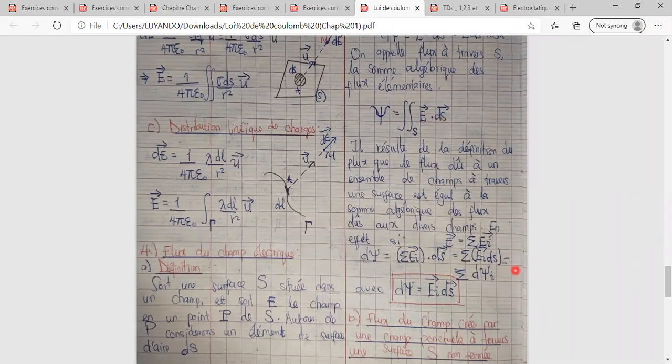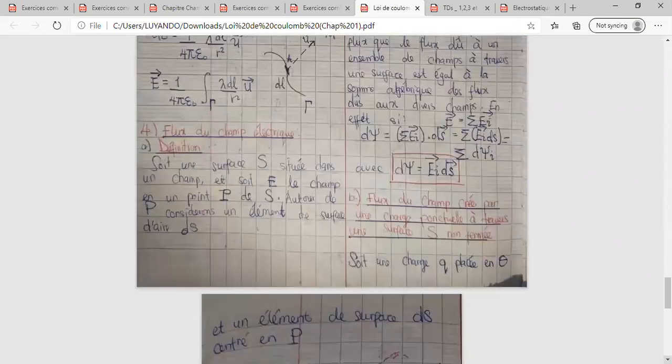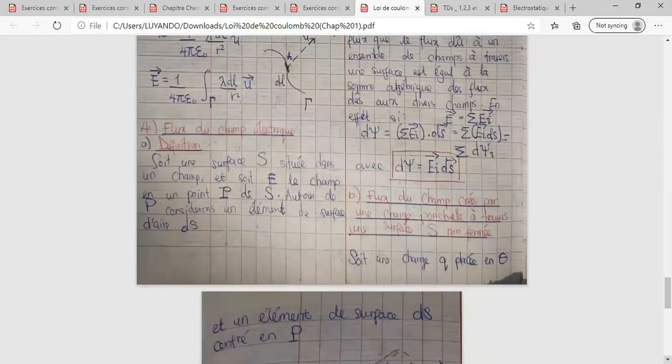So we're going to move on to the flux of a point charge through a surface that is not closed. So if we have a flux created by a point charge that is passing through a surface that is not closed, any surface that is not closed. A closed surface is like a sphere in the form of a ball. But if we have an open surface, we are trying to calculate the flux created by a point charge that is passing through a surface that is not closed.